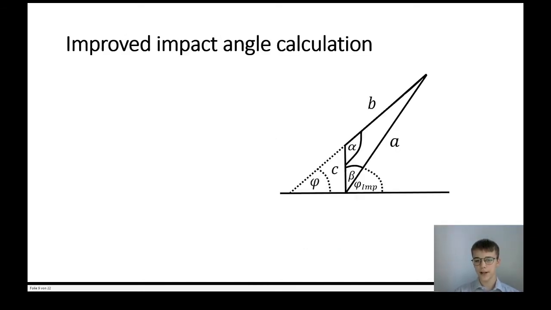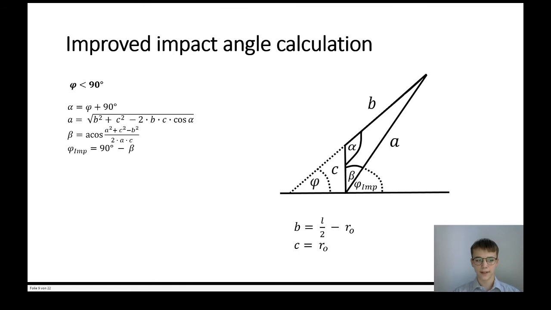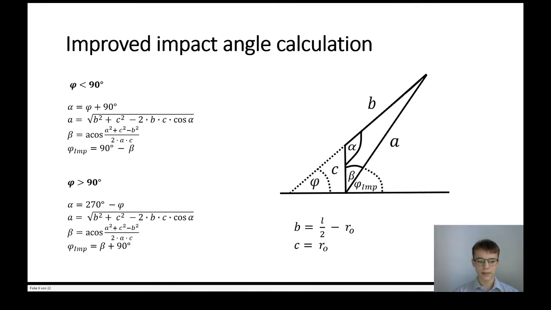Now, let's consider this triangle in detail. As I said, this length, I'll call it b, is exactly half the length of the capsule minus the outer radius, and the length c is the outer radius of the capsule. Now if phi, the impact angle, is smaller than 90 degrees, the angle alpha is phi plus 90 degrees, and we can calculate beta with the law of cosines, and get that the improved impact angle is 90 degrees minus beta. If the impact angle is greater than 90 degrees, everything stays the same except that alpha is now 270 degrees minus phi, and the improved impact angle is now beta plus 90 degrees.